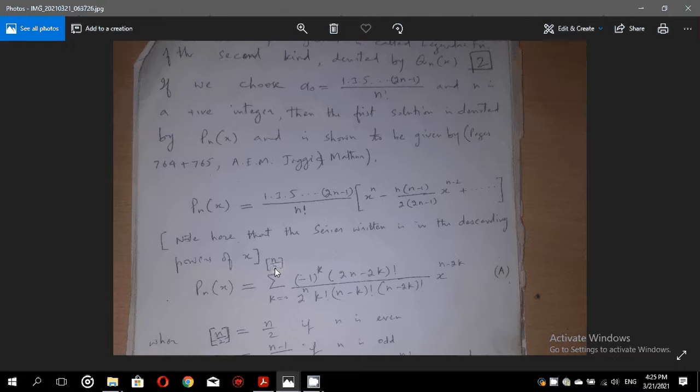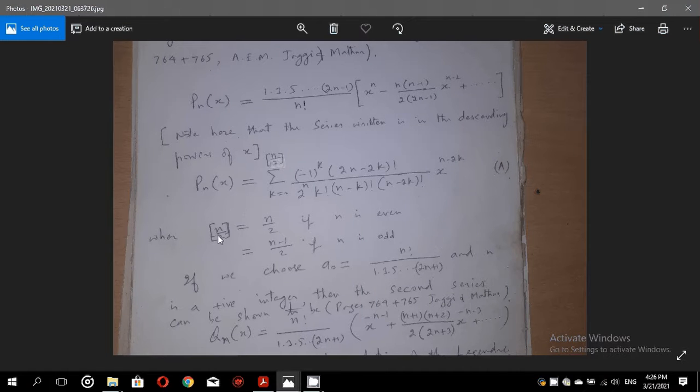I will explain what this means, n over 2 bracket. This means that this bracket will always be an integer. So if n is even, obviously n over 2 will be an integer, and that will be the value of this n over 2 bracket. But if n is odd, then obviously n over 2 will be a fraction, so we will put this as n minus 1 over 2, which will make it an integer. So if n is even, then n over 2 bracket is equal to n over 2, and if n is odd, then n over 2 bracket is equal to n minus 1 over 2.